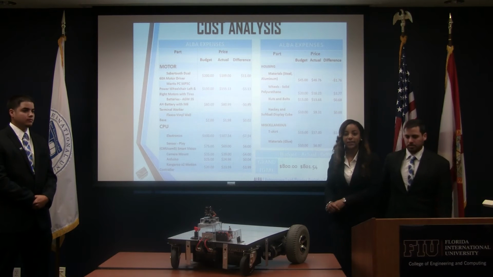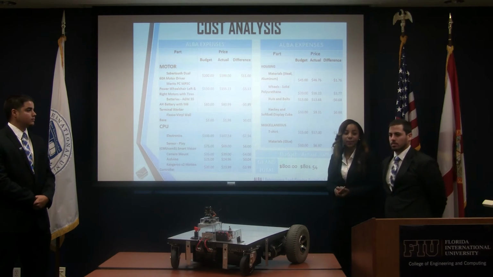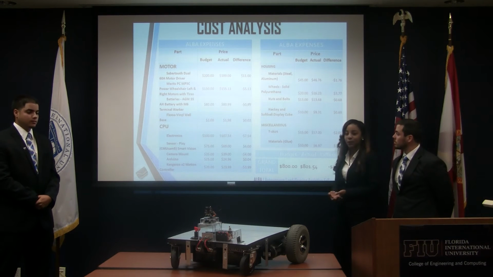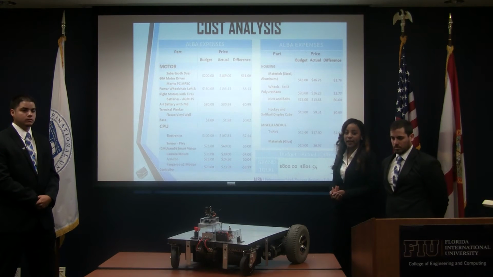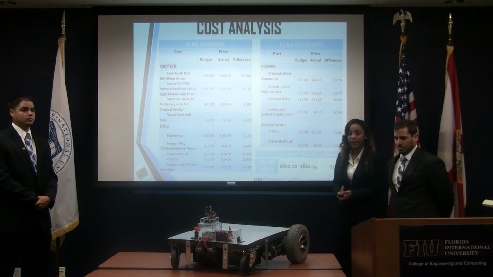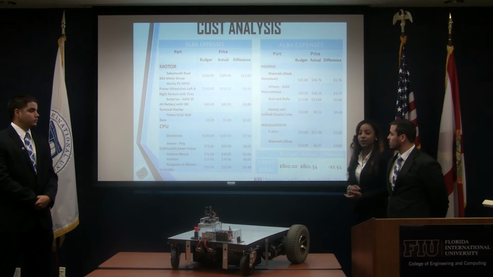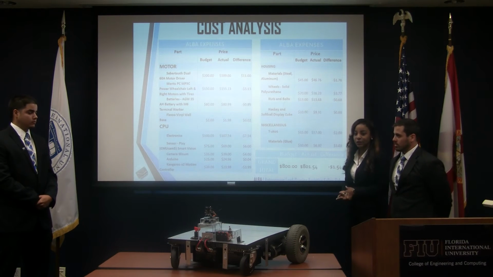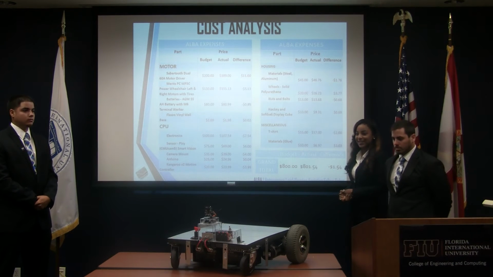Here's the cost analysis. As you can see, our two most expensive parts were the motor driver, which was a Sabertooth, and the motors, which were from a wheelchair. The wheelchair motor was $155 and the Sabertooth was $189. We came to a total of $801.54, in which our budget was $800. So we went over by $1.54.